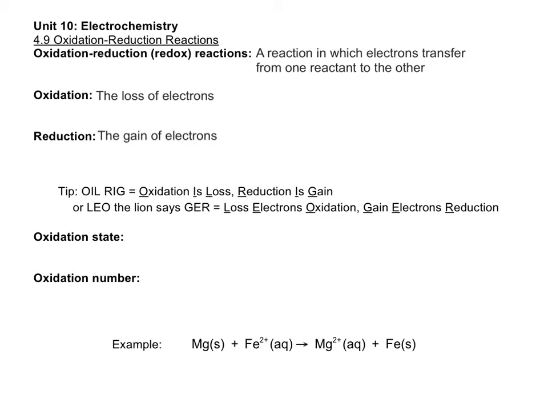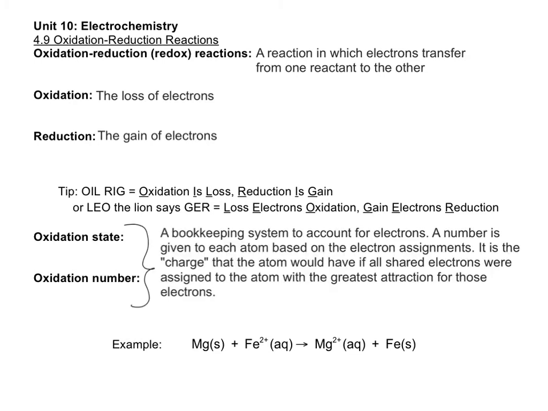Okay? So in order to determine if something has lost or gained electrons, we have a bookkeeping system that keeps track of where the electrons are. And this is a number, which we either call the oxidation number or the oxidation state. They're the same thing. And it basically assigns electrons to an atom and determines if the atom has more or less electrons than necessary, or than sort of ideal. The oxidation number of a compound is the charge it would have if all the shared electrons were assigned to the atom with the greatest attraction for those electrons.